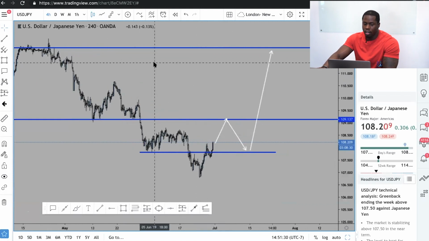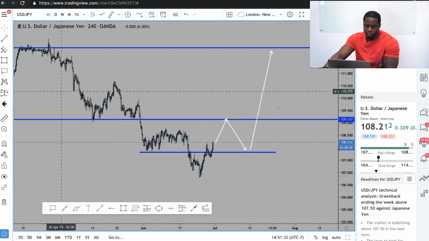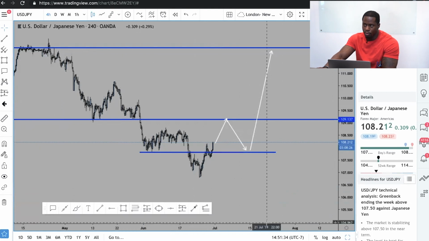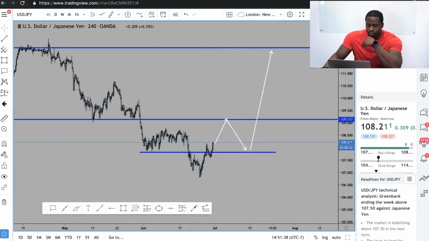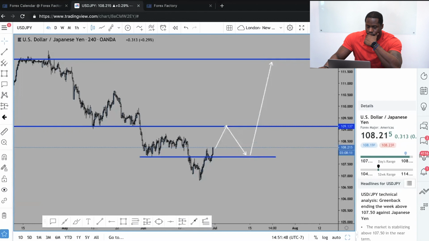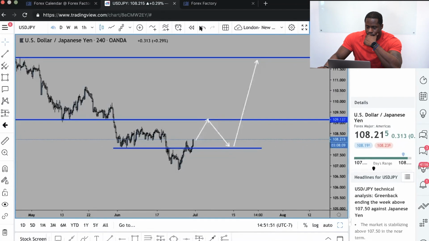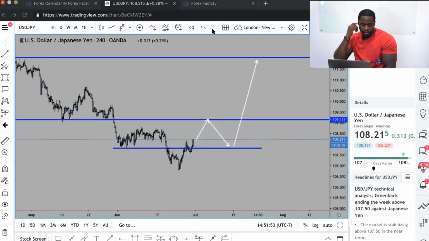Does everyone agree on the trade idea for UJ? If that makes sense, give me a 1. All right, awesome. Before I put UJ, I'll put that in the weekly overview chat.